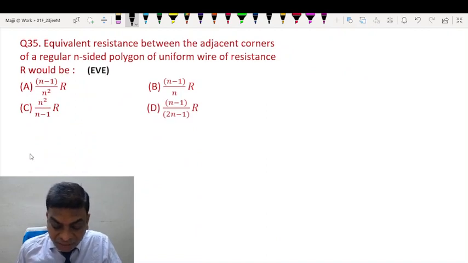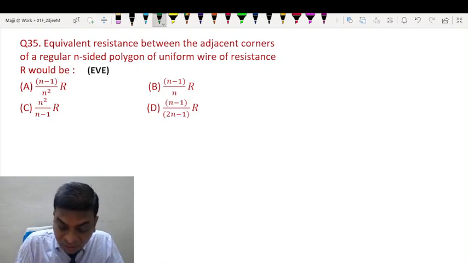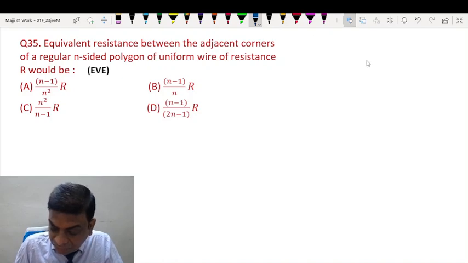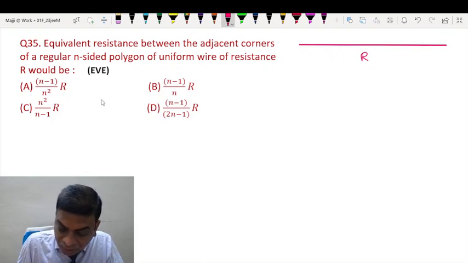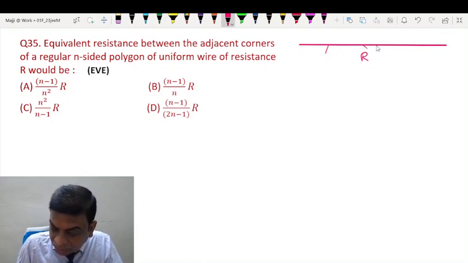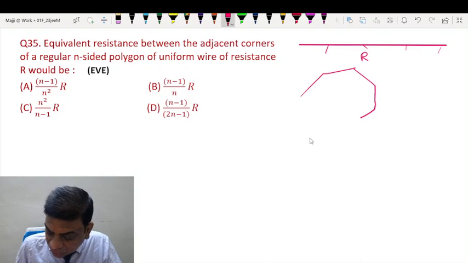Equivalent resistance between adjacent corners of a regular n-sided polygon of uniform wire of resistance R would be. So you have to understand, students, that initially the wire is a straight wire of resistance R that is given. Now this is bent to form a polygon, this kind of a thing.